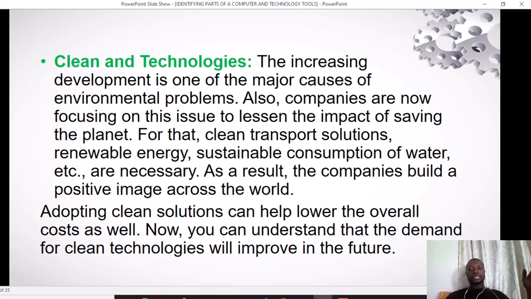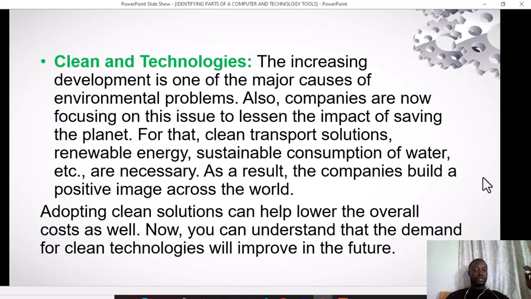Now you can understand that the demand for clean technologies will improve in the future as it's already in existence. Some countries are practicing it whereby they recycle every dustbin around the country into something different, with the help of technology. So the next generation of computing will be a very broad thing and it will be very amazing to watch. Okay.